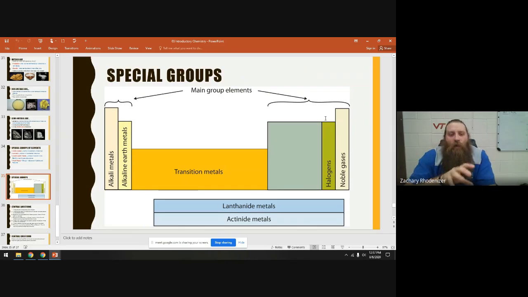The big, gigantic rectangular block in the middle that goes from row 3 to row 12 is the transition metals. And below that, kind of stuck down on the bottom, you have 2 rows of elements. They are the lanthanide metals and the actinide metals. The lanthanides follow lanthanum, and the actinides follow actinium. Okay, so that's introductory chemistry.